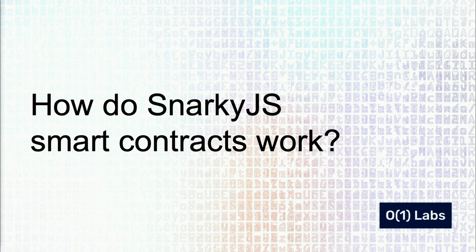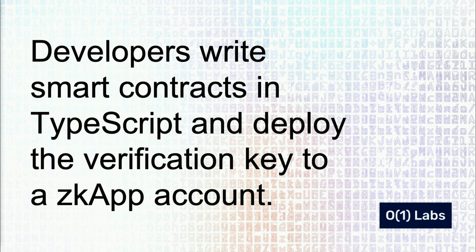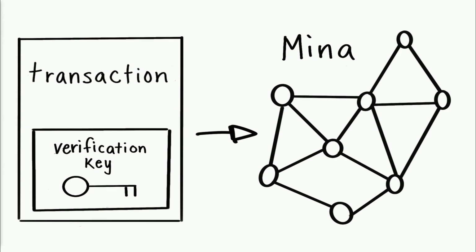How do smart contracts work? Developers write smart contracts in TypeScript, and they deploy just the verification key to a ZK app account on Mina. And we'll get into Mina in a little bit. So we just send a transaction with a verification key. It creates a new account. And then your interaction with this account is contingent on you being able to submit a valid proof with it. And so that's how you can constrain the account to behave as a smart contract.